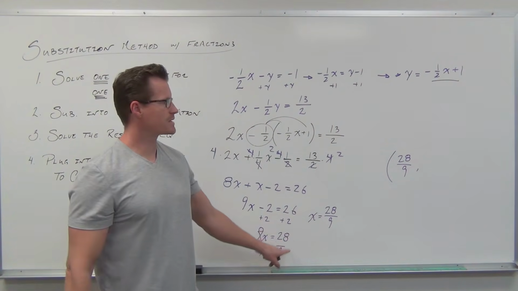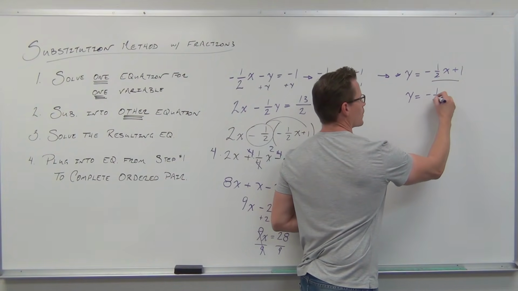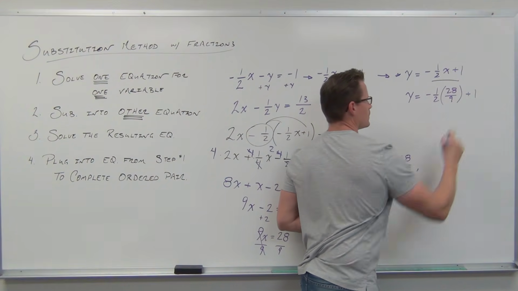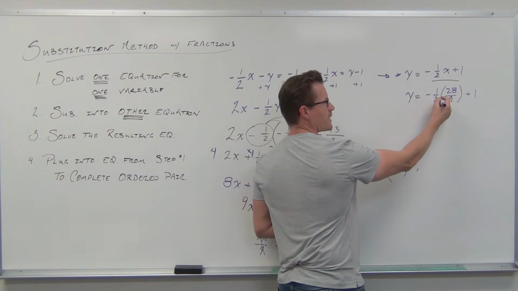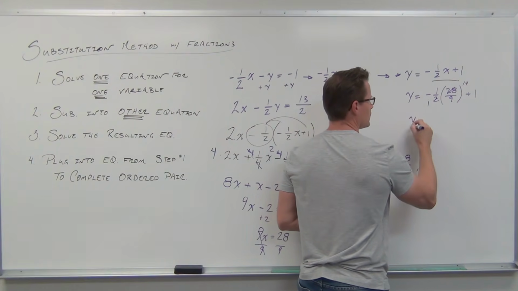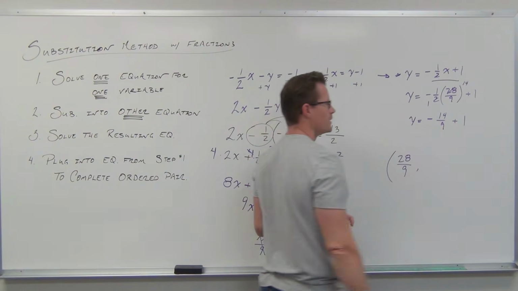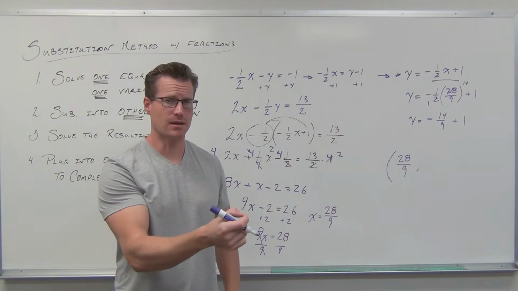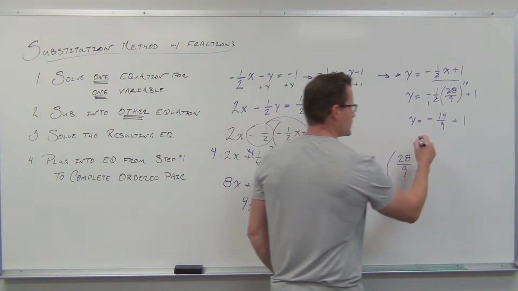If we now plug this into our equation that we substituted for, we simplify some fractions here. You can use your calculator. Negative 14/9 plus 1. 1 is 9/9, so you use a common denominator there. That would be negative 5/9.